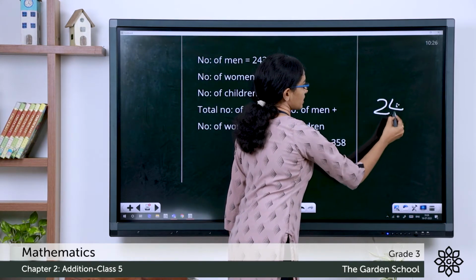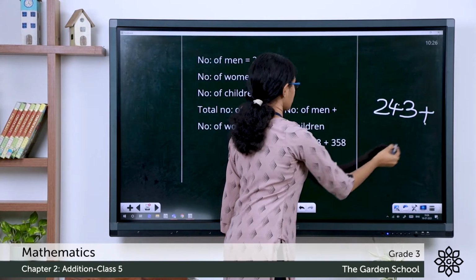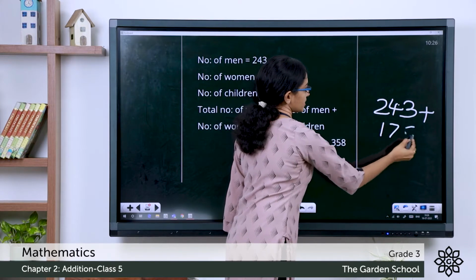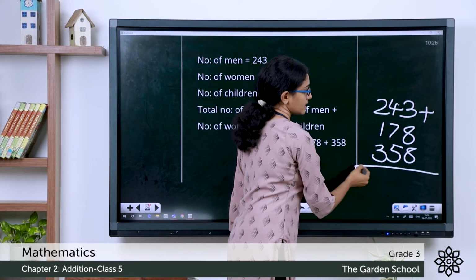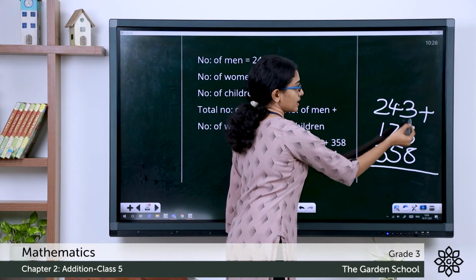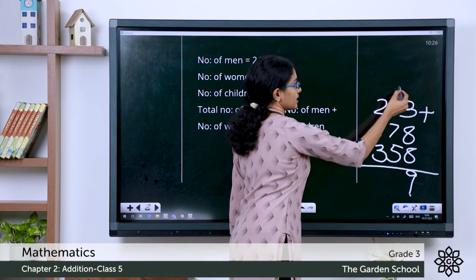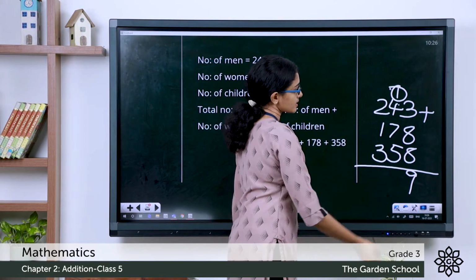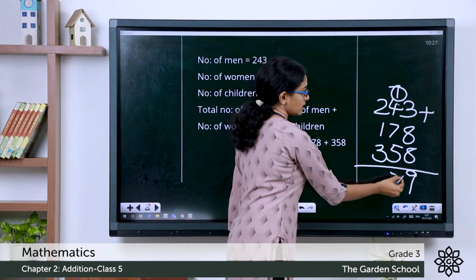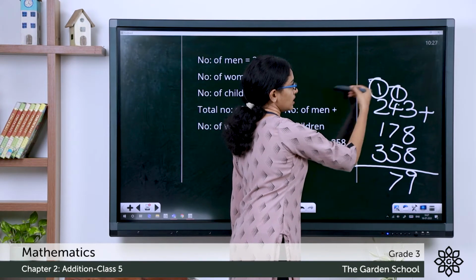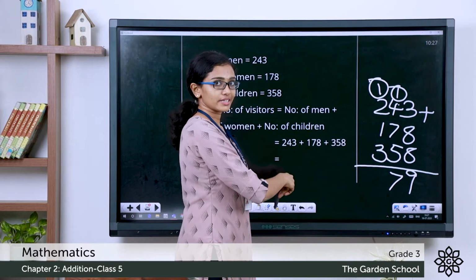It is 243 plus 178 plus 358. So here it is 8 plus 8, 16 plus 3, 19, 9 comes here, 1 goes to the next place. 5 plus 7, 12, plus 4, 16, plus 1, 17. The carryover 1 goes to the next place.